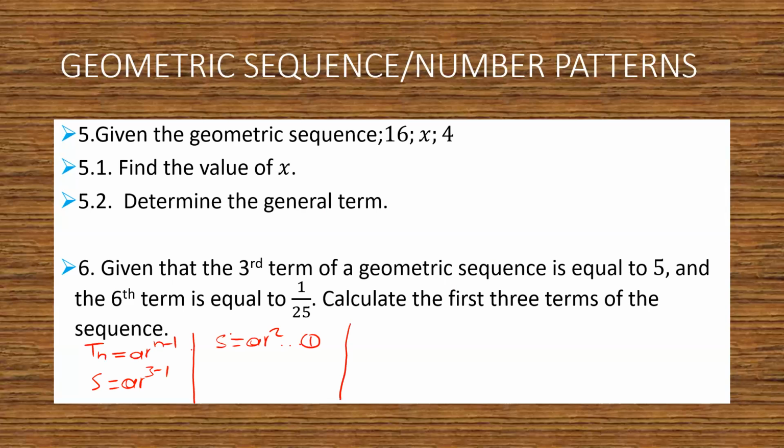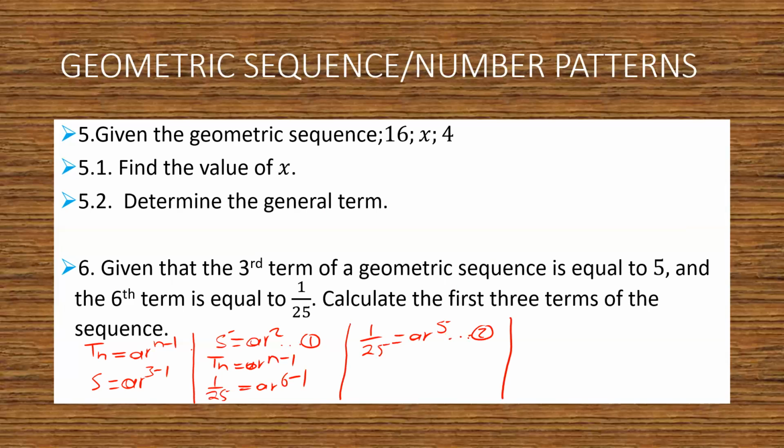And then I said Tn equals AR to the power of n minus 1. That's now 1 divided by 25 equals AR to the power of 6 minus 1. That's now 1 divided by 25 equals AR to the power of 5. And this will be equation number two. And then what did you do?